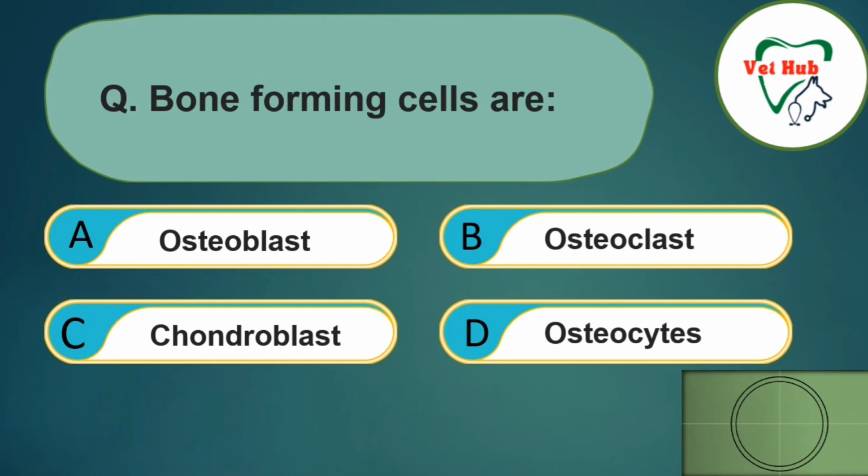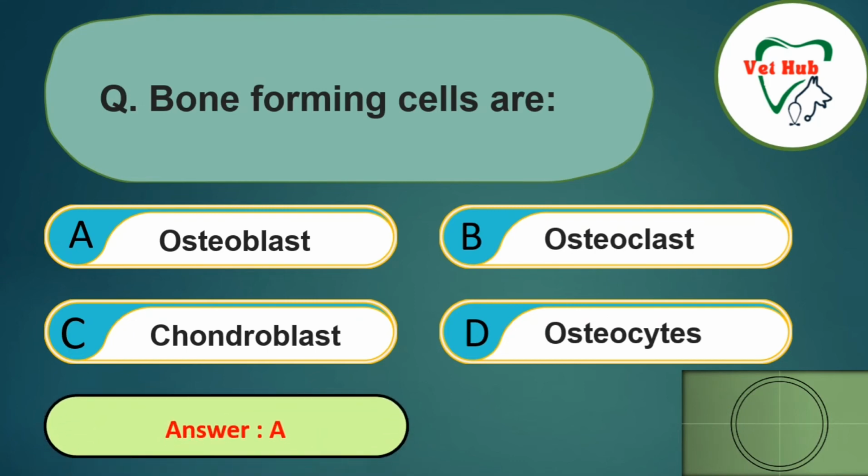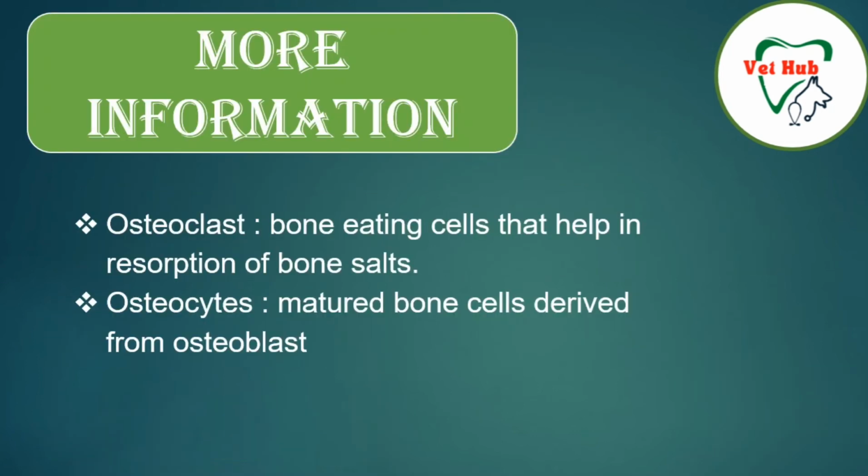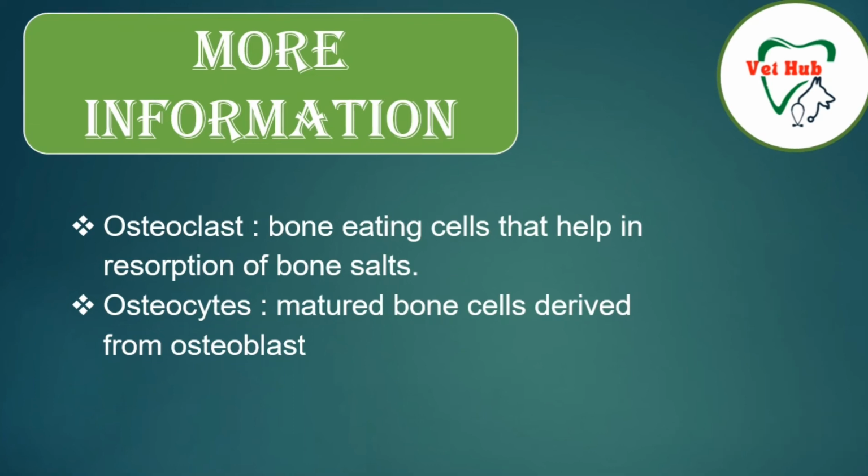And the correct answer is option number A, osteoblast. Bone forming cells are called osteoblasts, while osteoclasts are the bone eating cells that help in resorption of bone salts. Similarly, osteocytes are mature bone cells derived from osteoblasts.